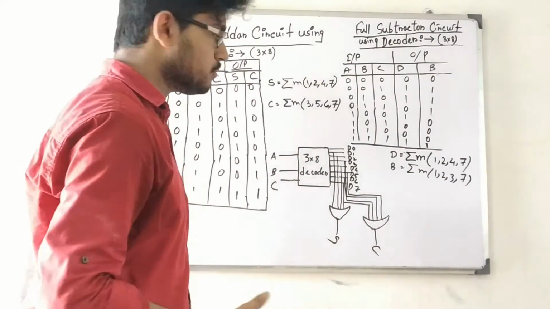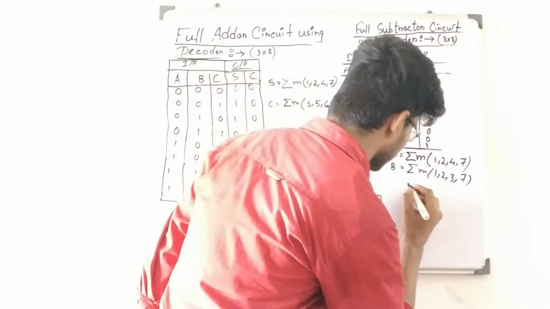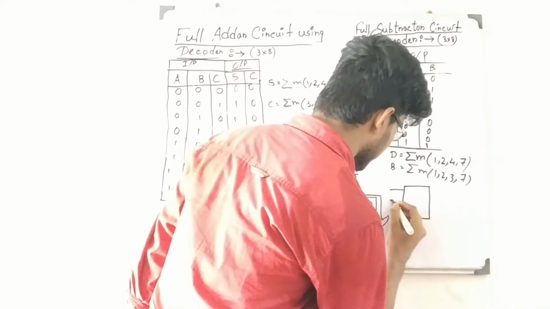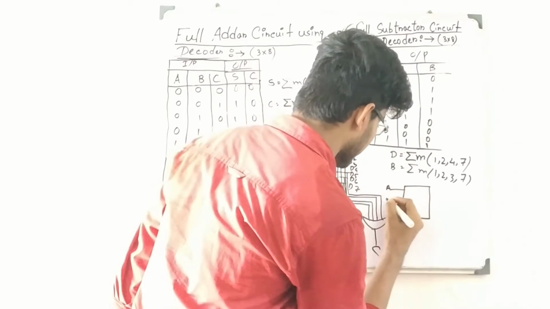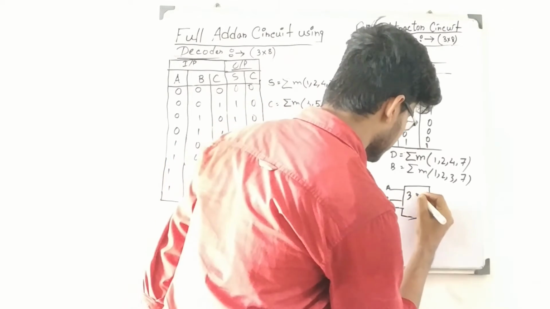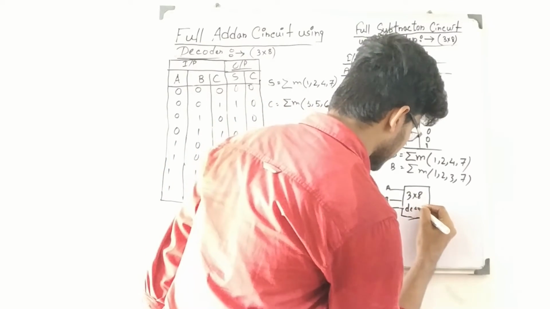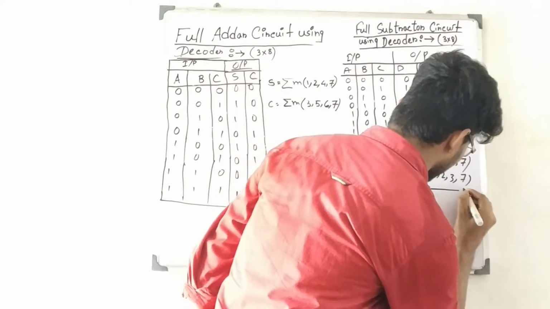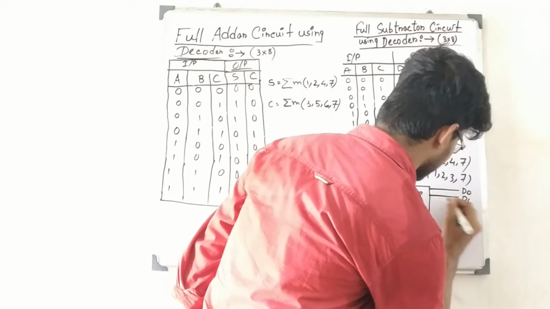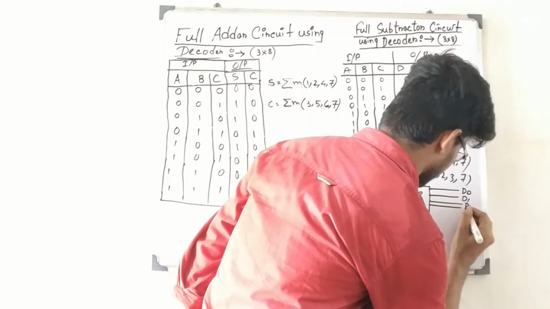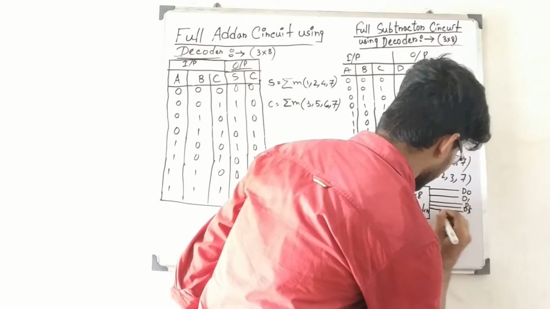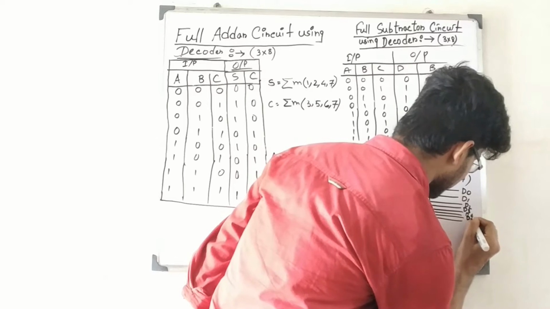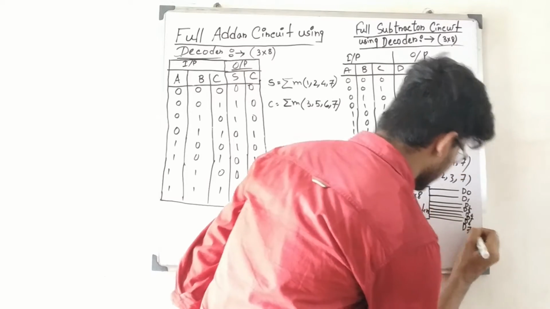Similarly, we can build the decoder circuit for this full subtractor circuit. This is the decoder circuit. So 3 inputs are given here, that is A, B, and C, and this is the 3x8 decoder, and we can get the 8 outputs here: D0, D1, D2, D3, D4, D5, D6, and D7.